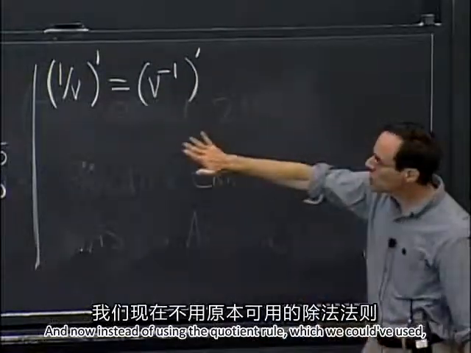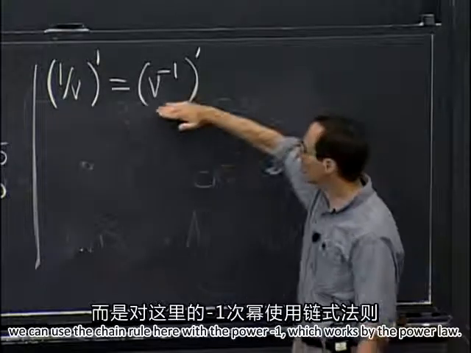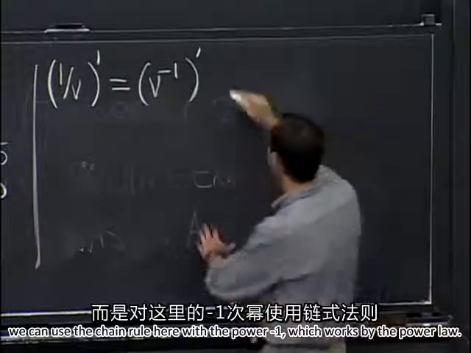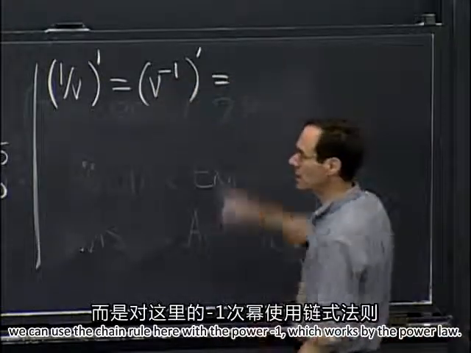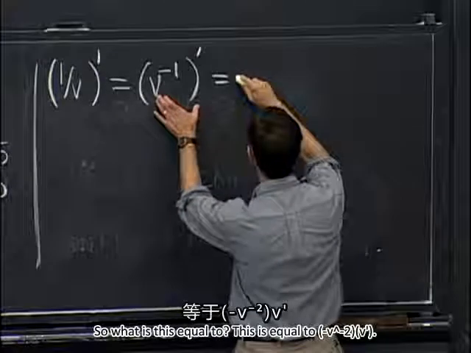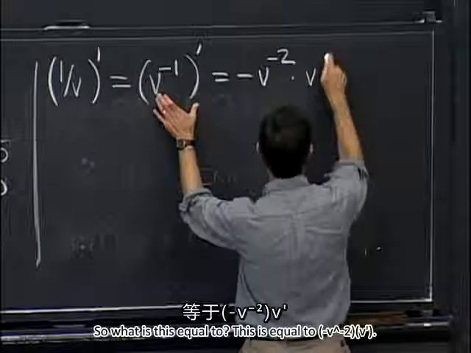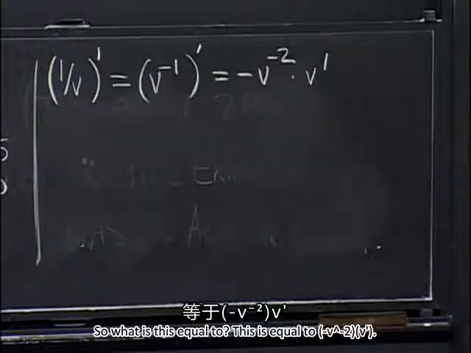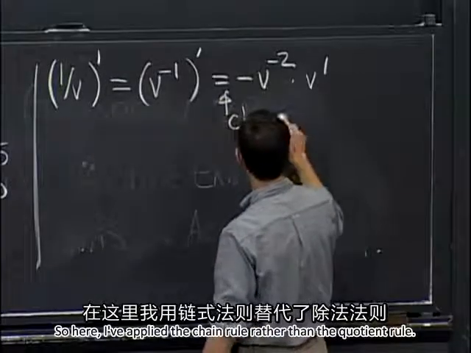And now instead of using the quotient rule, which we could have used, we can use the chain rule here with the function, the power minus 1, which works by the power law. So what is this equal to? This is equal to minus v to the minus 2 times v prime. Okay, so here I've applied the chain rule rather than the quotient rule.